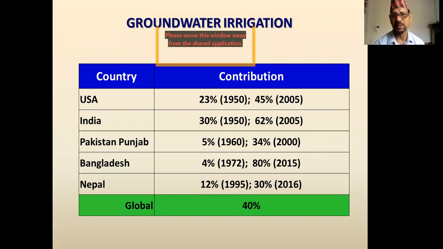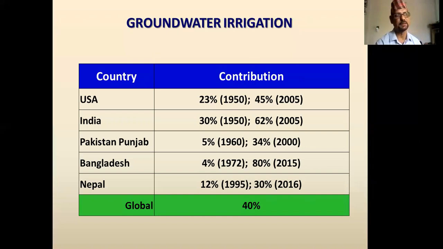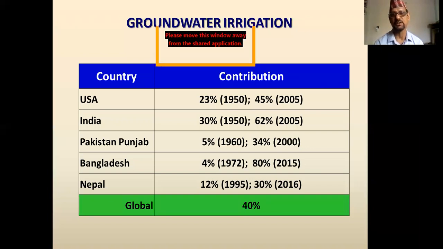In Pakistan's Punjab, the irrigation is basically from the Indus irrigation project, which started after the 1960s. Before 1960, only 5% of the irrigated area was from groundwater. Now it is 34%, even though there is surface irrigation from the Indus River basin.